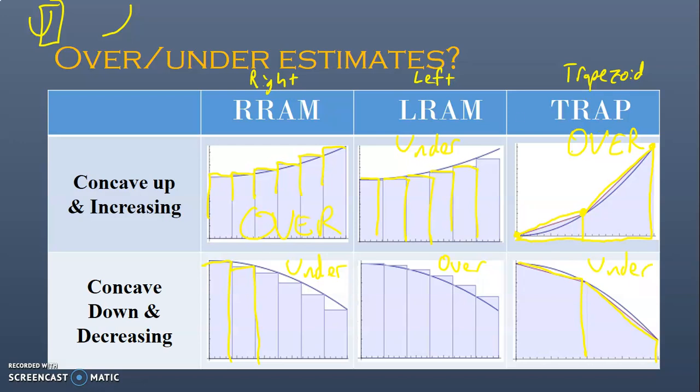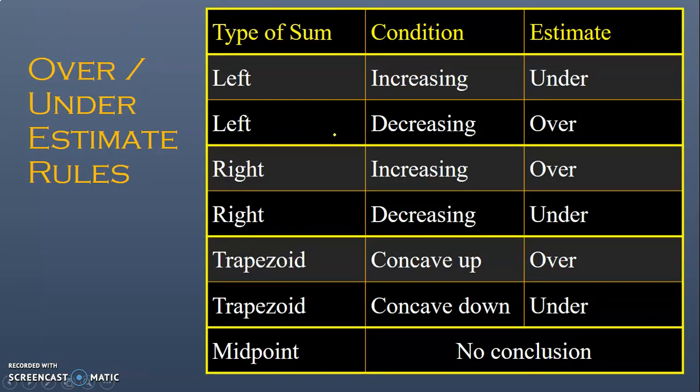Now, I don't recommend that you memorize these rules. If it's a left sum on an increasing function, it's an underestimate. So you could try to memorize these 6 different rules, but that's a waste of brain space. For a left or a right sum, you just need to know whether it's increasing or decreasing, and just draw a very basic graph.